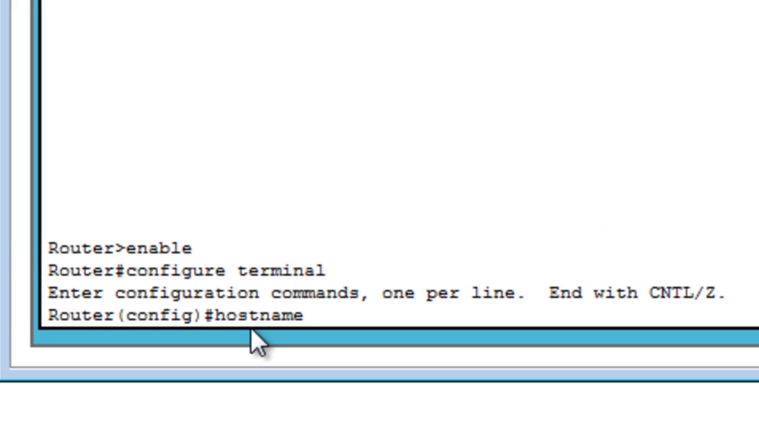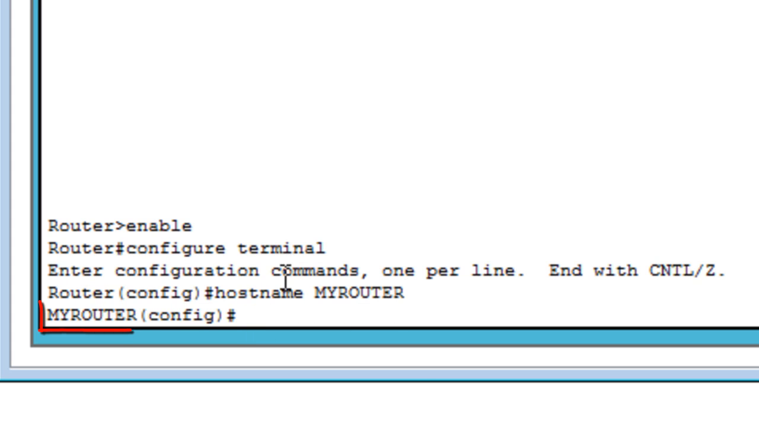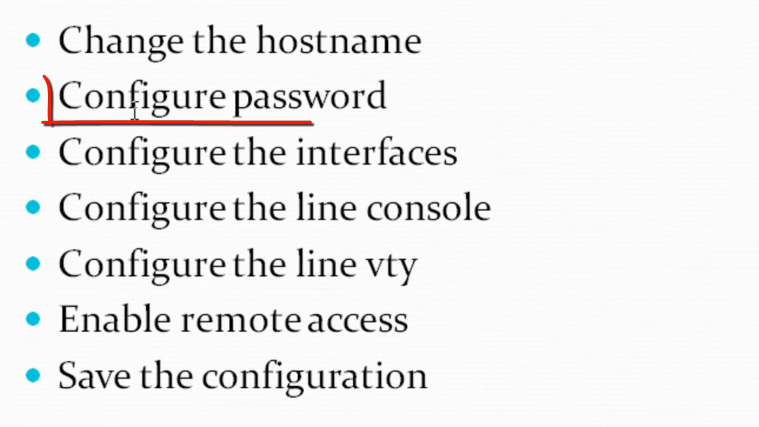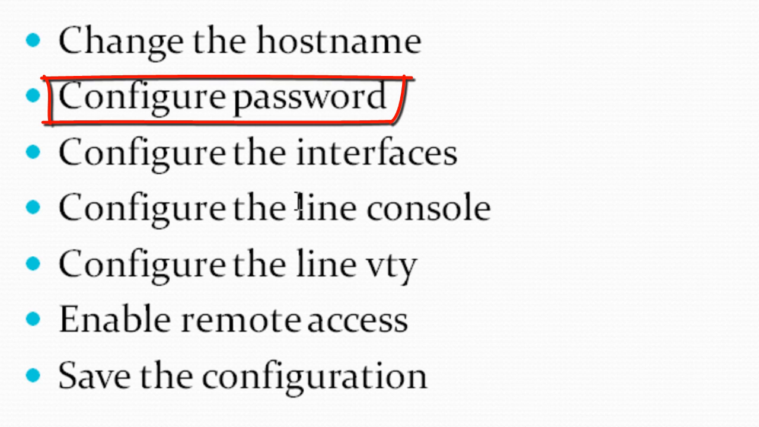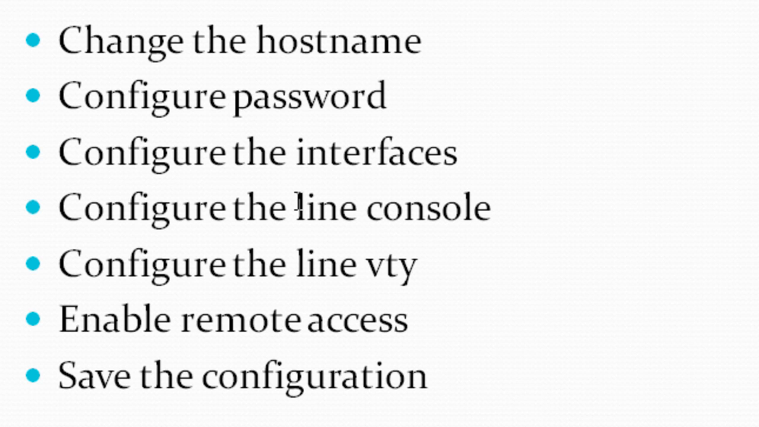I'm gonna put my router. So like you see up here, the name of the router has been changed. It says my router. So once you change the host name, the next step is to put security on your router. What I mean about that is to configure a password, and for this password you're gonna use what we call the enable secret command.